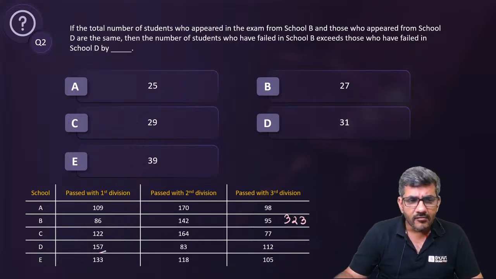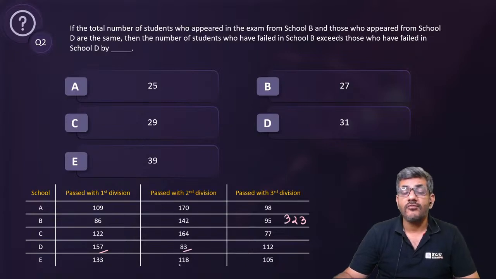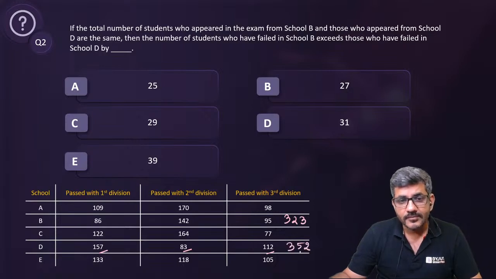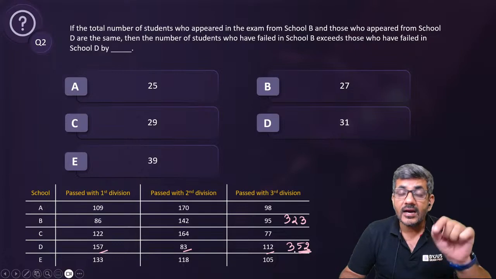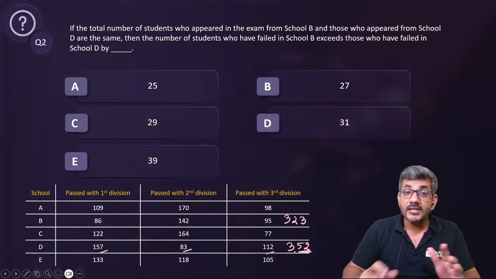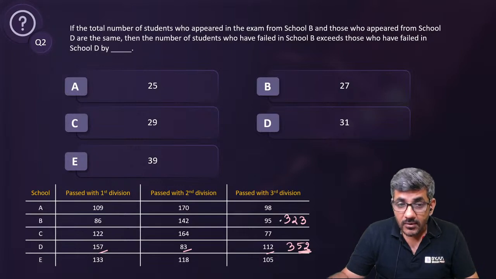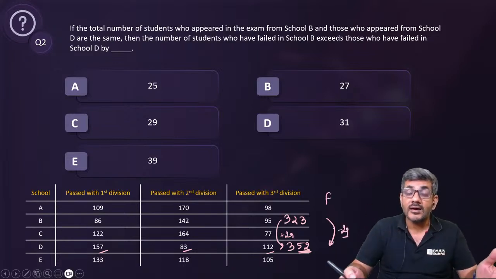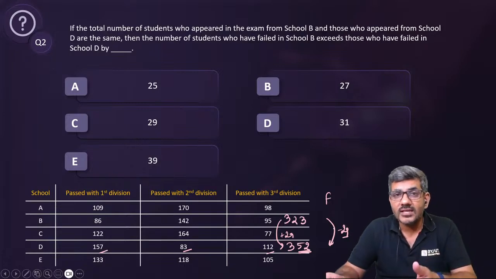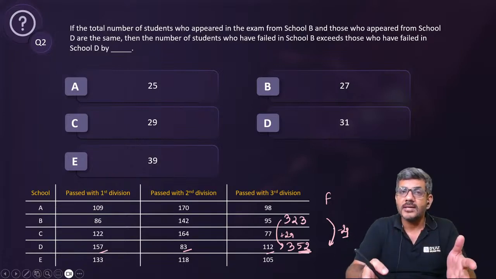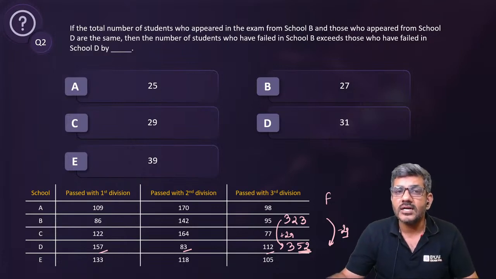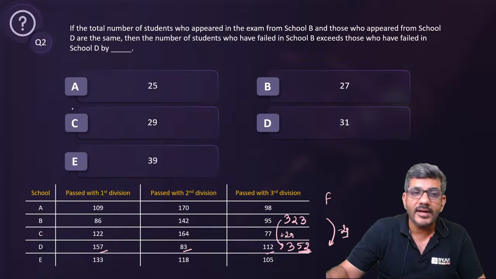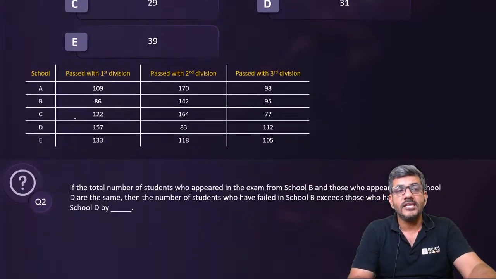How many students are there in D? 157 plus 83, it is 240. 240 plus 112 is equal to 352. So the number of students who passed in D are 29 more. But he says the total number of students is the same. So if the number of students who passed is 29 more, the number of students who failed must be 29 less. Only then will the total sum come out equal. On one side a number is 29 more, so on the other side it will be 29 less. Only then I'll have the same sum. So by that logic, the number of students who failed in school B exceed by 29. Therefore my answer is option C for this question.